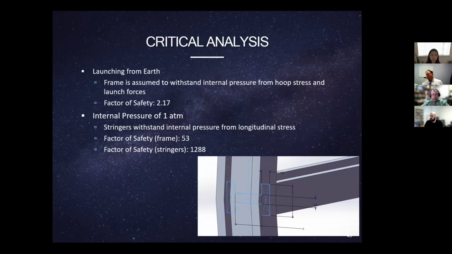Next slide, please. The frame and stringers are assumed to be uniform in size throughout the entire frame. So analysis was then performed using hand calculations. Critical analyses were performed on the frame to assume that during launch, the frame would have a factor of safety of about 2, and when in space, an internal pressure of 1 atmosphere is maintained. A factor of safety on the frame was then assumed to be about 53, and longitudinal stress yielded a factor of safety of about 1200. Next slide, please.